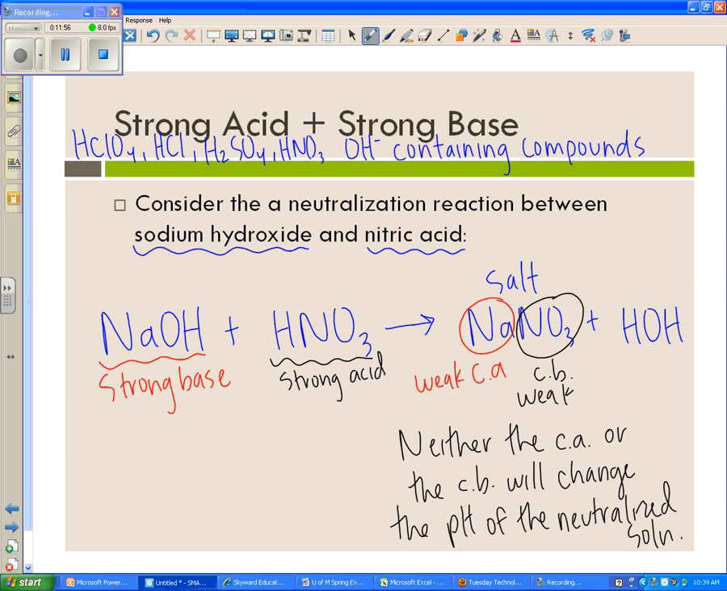This is going to allow us then to ignore the salt when we're making calculations relative to this particular reaction and the pH of the solution at various points of the reaction. That won't always be the case.